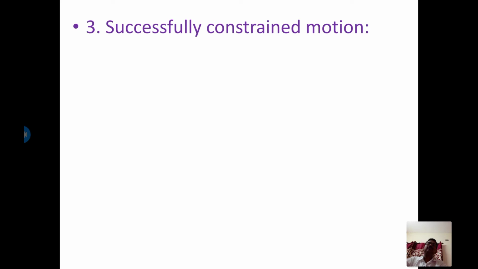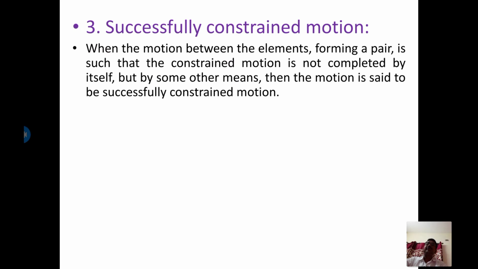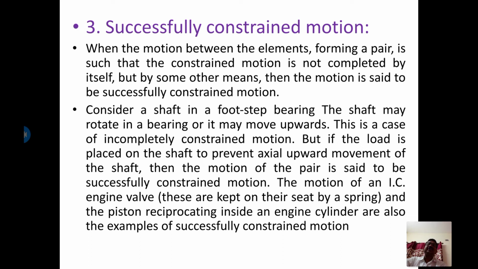So that is, applied force direction is changing, motion direction is also changing, then that is called incompletely constrained motion. Next one is successfully constrained motion. Successfully constrained means that, in forming a pair, the constrained motion is not completed by itself but by some other means. Then the motion is said to be successfully constrained motion, or it is also called partially constrained motion.